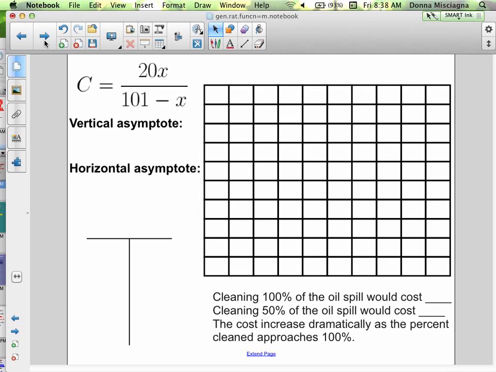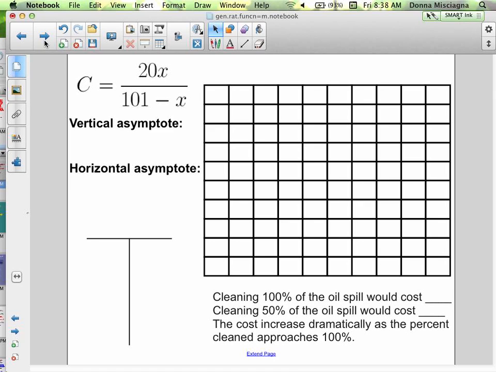All right, so let's find our vertical and horizontal asymptotes, and then we'll fill in some values. We'll put a scale on this graph and put in some values. Notice I don't have a full coordinate plane. I have actually just one quadrant of a coordinate plane, because negative money won't make sense here and negative percent doesn't make any sense. All right, so just positive values.